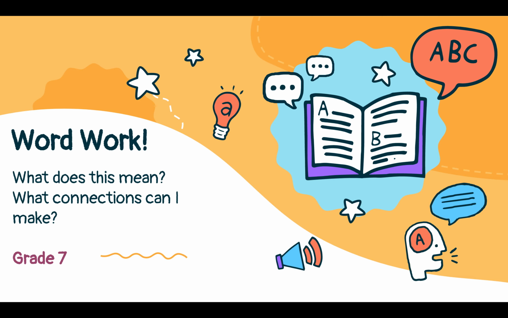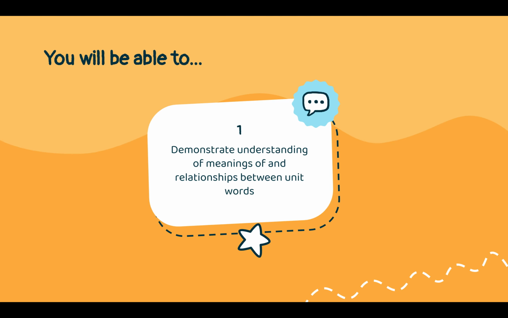Today we're going to be using a strategy called word work. This strategy will help us understand what words mean and how they connect to each other. When using this strategy, you will be able to show what you know about the meanings of words and the relationships between them in any unit of study in Passport to Social Studies.